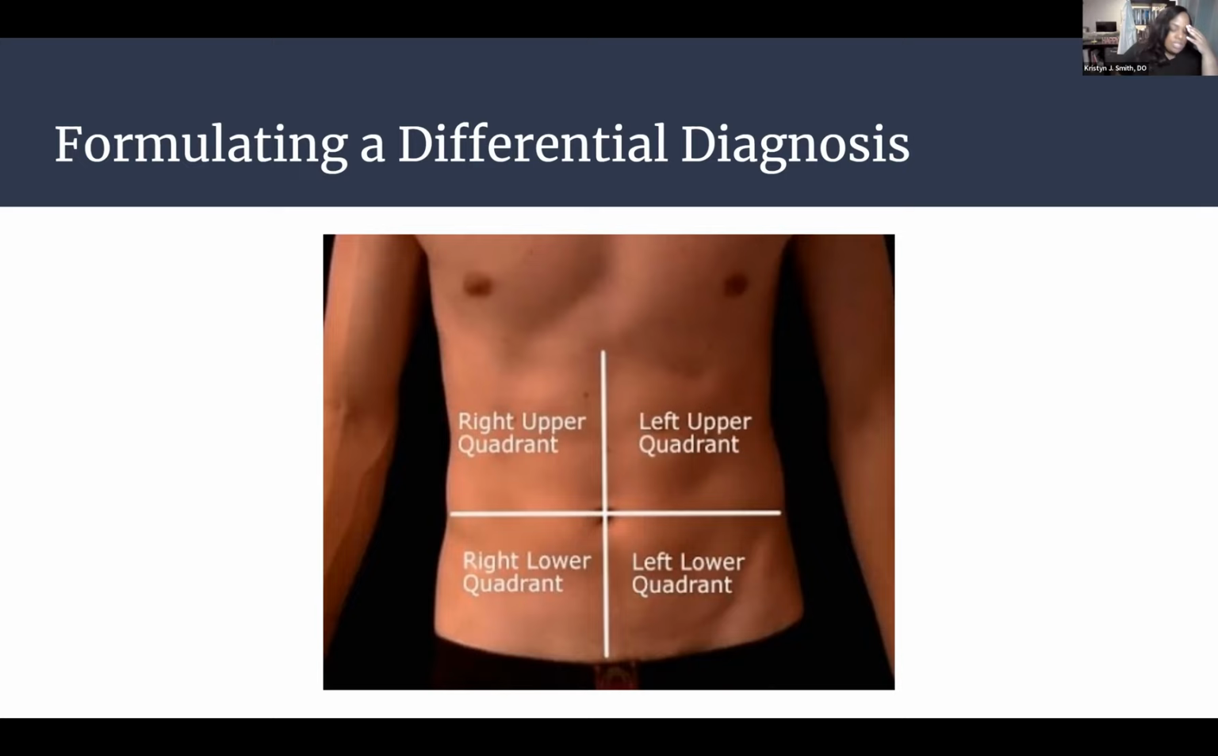Usually immediately we think of either pyelonephritis, which is inflammation of the kidney, right, from an ascending urinary tract infection, versus nephrolithiasis, so your kidney stones. Perinephric abscess can cause flank pain. Also, all of your intra-abdominal pathology can actually present as flank pain, so small bowel obstruction, colitis, enteritis.